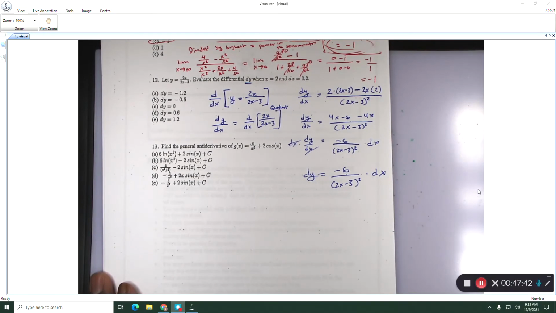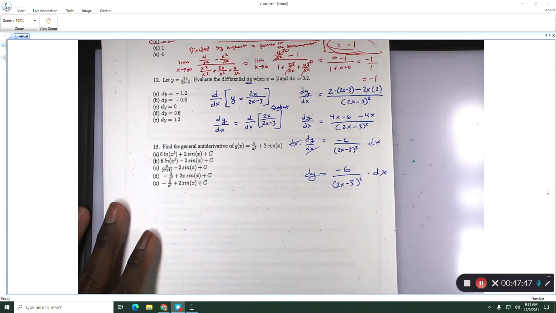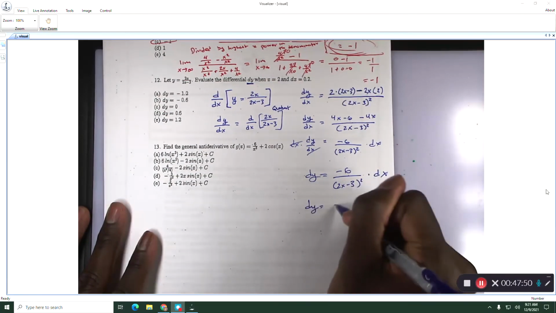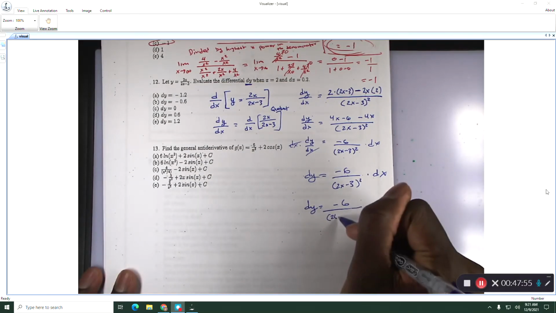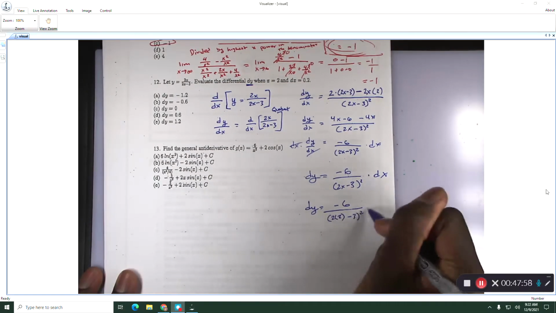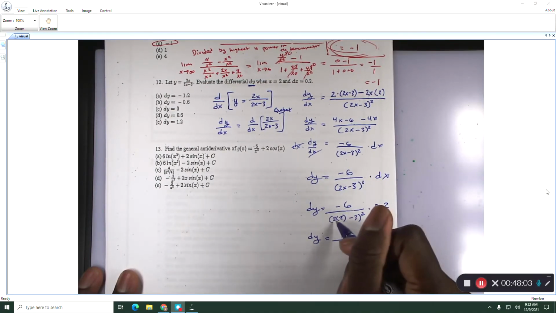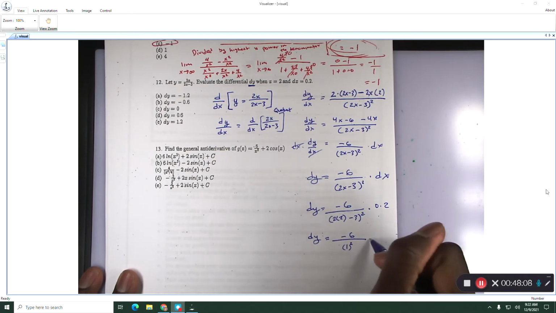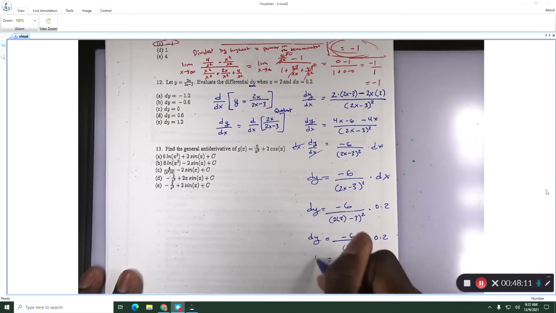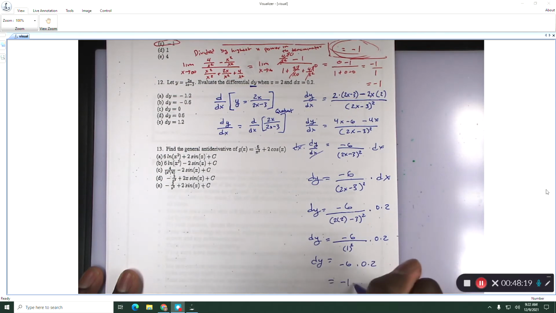Okay. So now, we know what x is and we know what dx is. I'm just going to substitute. I'm glad I didn't FOIL anything out. So dy is equal to negative 6 over 2 times 2 minus 3 squared times 0.2. 2 times 2 is 4, minus 3 is 1. This is just going to end up being 1 squared times 0.2. dy is equal to negative 6 over 1 squared, which is just 1, times 0.2. That is going to give us negative 1.2.